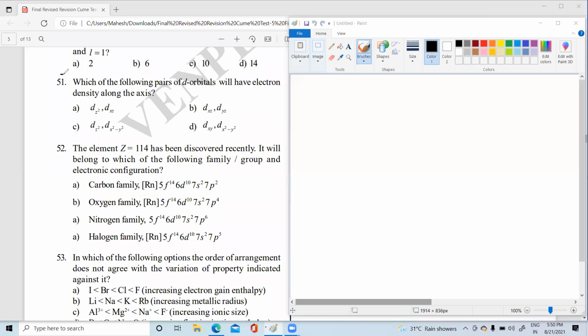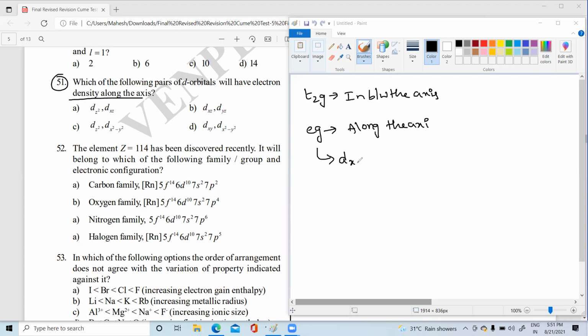Next students, question number 51. Which of the following pairs of d orbitals will have electron density along the axis? Along the axis will be for the eg orbitals; the t2g orbitals lie in between the axes, the lobes are located in between the axes. The eg orbitals have electron density present along the axis. So what are the eg orbitals here? The eg orbitals are dx square minus y square and dz square, present along the axis.